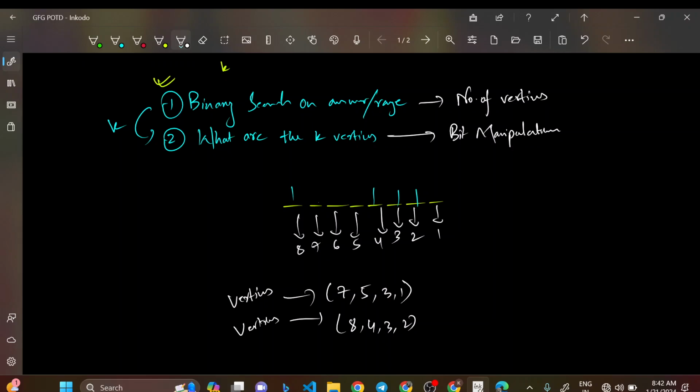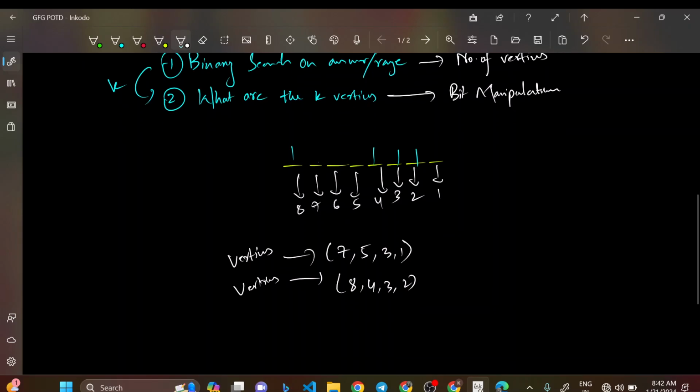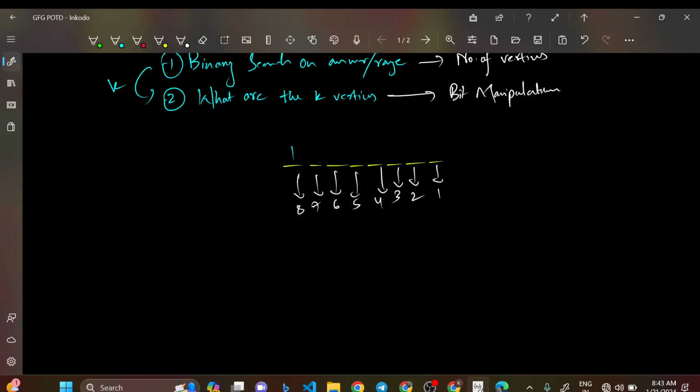Now I hope you people have understood what we are trying to do, because we have got k to be 4. Our first binary search trial starts with k equal to 4. So my primary job here is to find all the 4-vertex combinations that are possible. That means out of 8 vertices, I need to consider any 4. That might be these 4, or these 4, or some other 4.